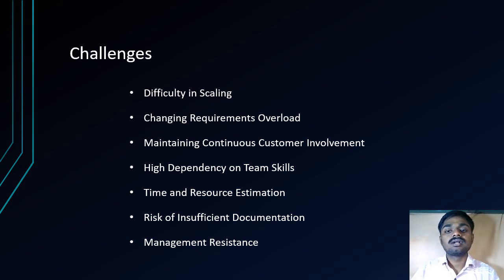Estimating timelines and resources is challenging in Agile due to its iterative nature and the possibility of frequent changes. This can lead to scheduling issues and make it difficult to predict the overall project cost. Risk of insufficient documentation. Agile values working software over comprehensive documentation, which is in the Agile Manifesto, which can be problematic if detailed documentation is needed for maintenance, knowledge transfer, or compliance purposes.